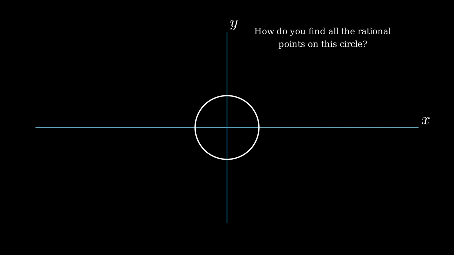We are using a method in which we first find one rational point on the circle, and from there we continue building more rational points. So go ahead, try finding one rational point on the circle.